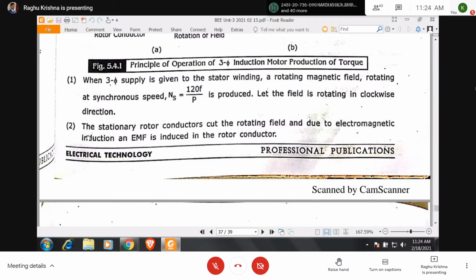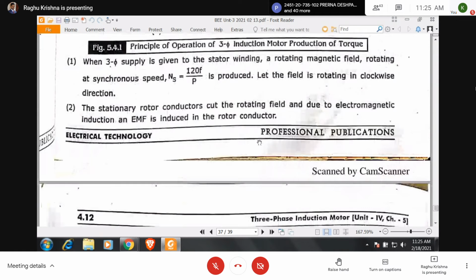Initially we are considering the rotor at stationary position. So the stationary rotor conductors touch the rotating magnetic field. So the conductors will be cutting the rotating magnetic field, and due to electromagnetic induction, an EMF is induced in the rotor conductors. So when a conductor cuts the magnetic field, EMF is induced in the conductors. So here, EMF is induced in the rotor conductor.